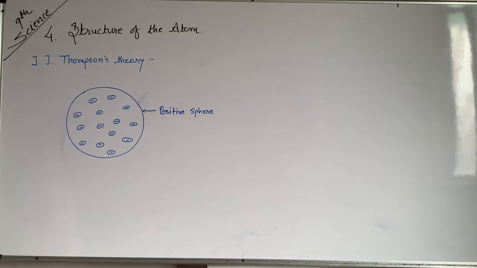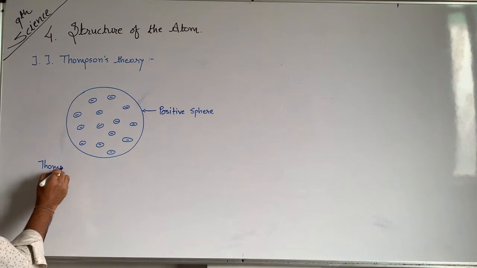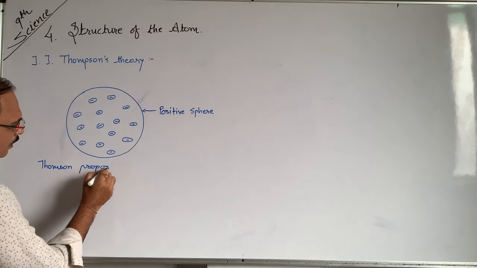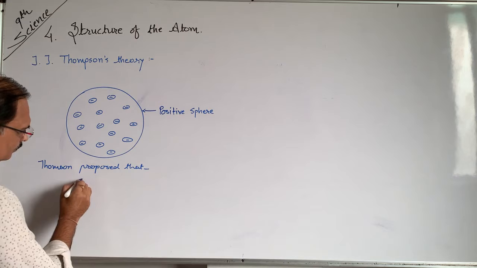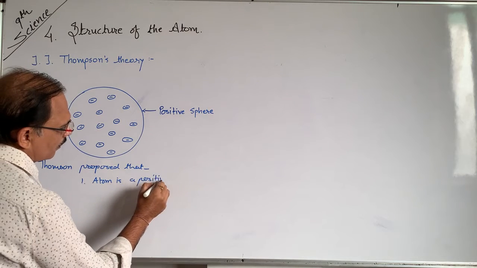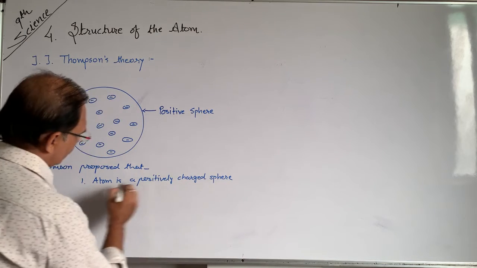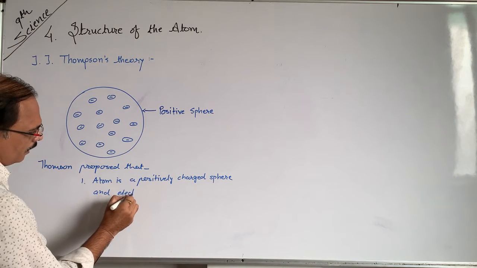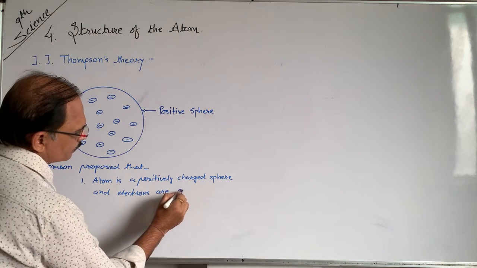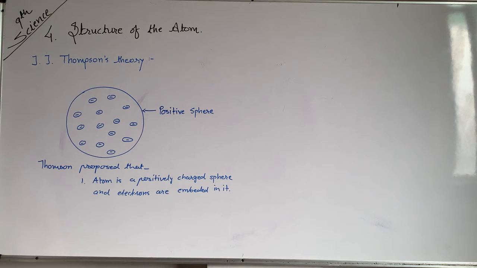Okay, structure of the atom. So Thomson proposed that an atom consists of a positively charged sphere and electrons are embedded in it, meaning stitched in it. Electrons are embedded in it.